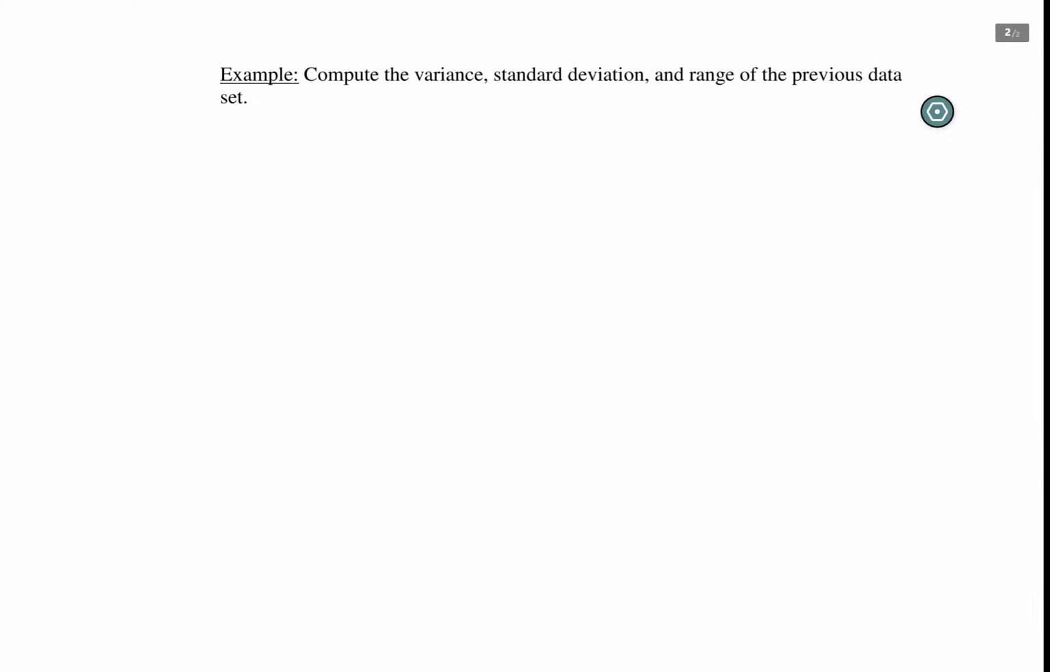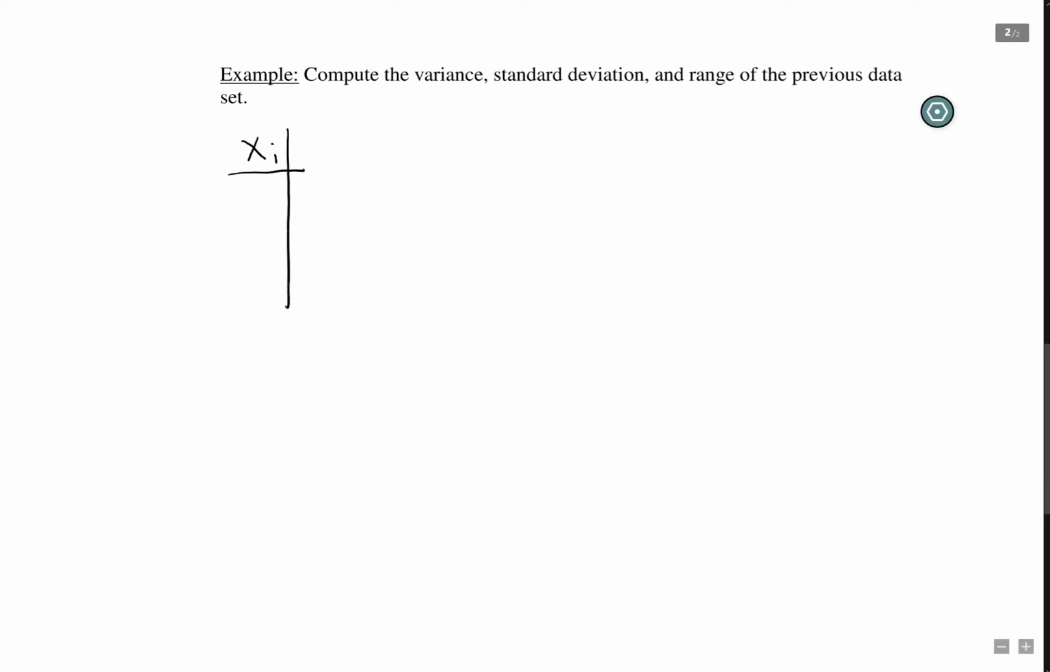Alright, so let's look at an example of computing the variance, the standard deviation, and the range. And we're going to take the previous data set there that was from measures of central tendency, and I'm going to write the data and the necessary computations in a 3-column table. And this is a nice way to compute really a lot of summary statistics from a data set, in particular the mean and the variance here.